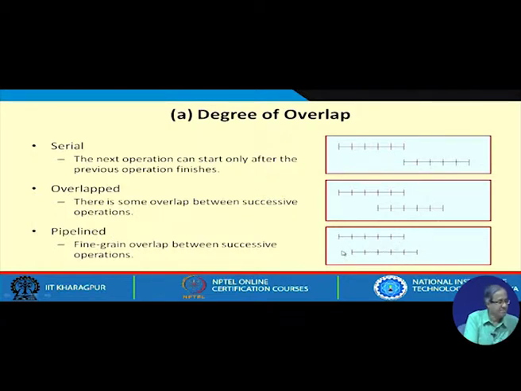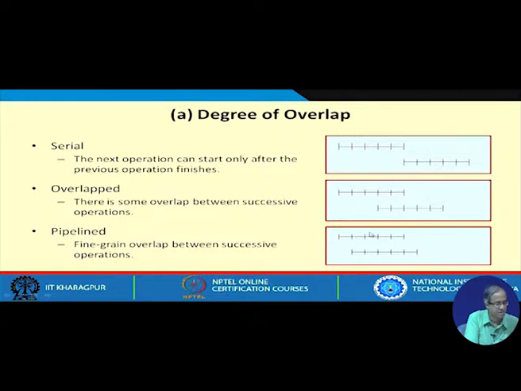But in the extreme case, you can have something called pipeline, as I said, where there is no concept of partial overlap, there is almost complete overlap. When the first operation is finished with the first step, it moves to the second step, and the second operation can start with its first step.